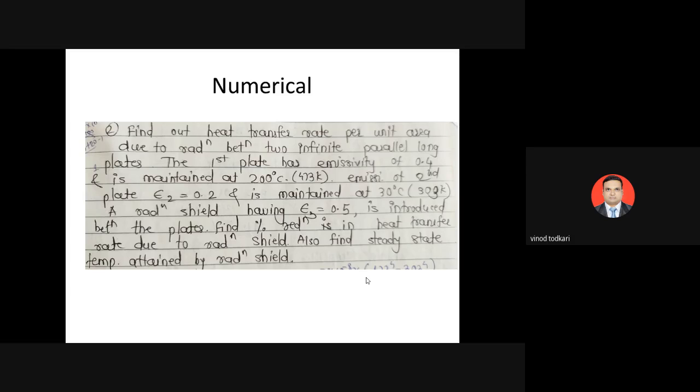I believe that the screen is visible to you. And I will read out the numerical for you. Find out heat transfer rate per unit area due to radiation between two infinite parallel long plates. Now the same case is there: two infinite parallel long plates. The first plate has emissivity of 0.4 and is maintained at 200 degrees Celsius. Even if you don't write the numerical, on the next slide I have directly written the given data.